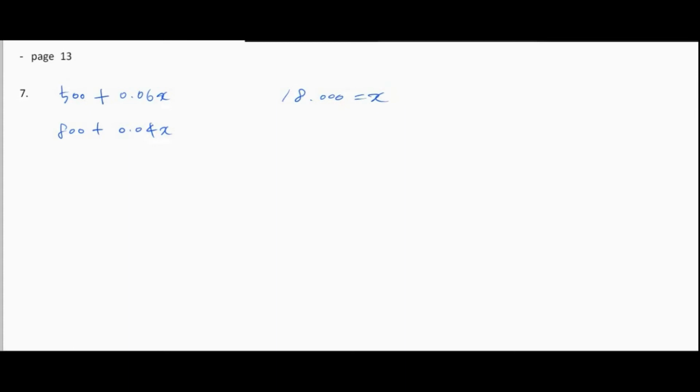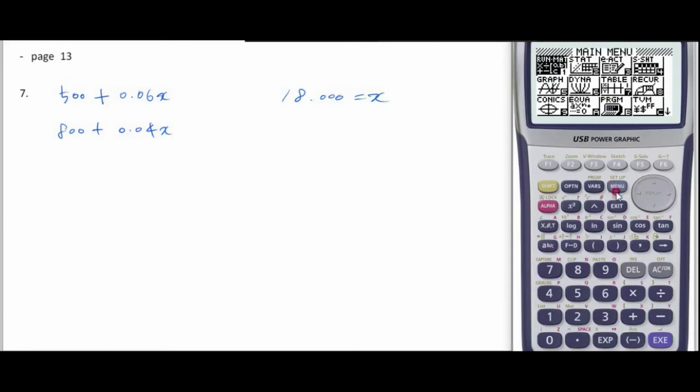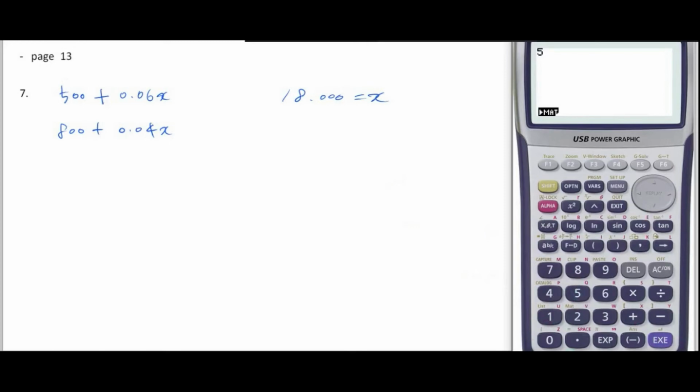Let's calculate it. We turn the calculator on and go to Run-Matrix, press exe. Right here, it'll be 500 plus 0.06 multiplied by 18,000, and it'll be 1580. And the second offer was 800 plus 0.04 times 18,000. This is 1520. So because the second offer is less than the first offer, his usual job, it has no meaning to change his job. So I guess it's better for Justin to not move his job.